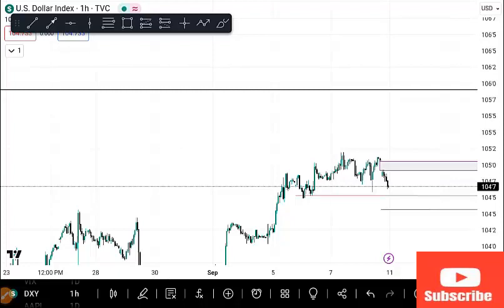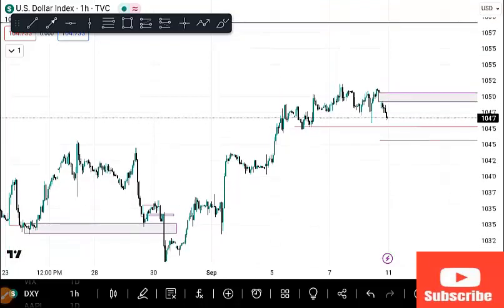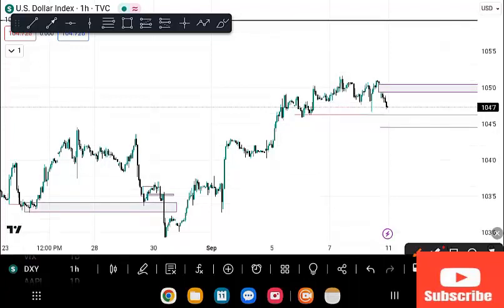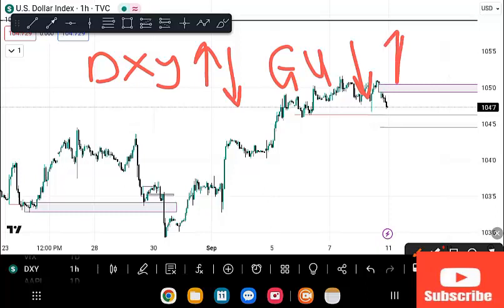All right, so as is our custom, we normally start by looking at DXY, which is the dollar index. We understand that whatever happens to the dollar index, the opposite will happen to GBPUSD, EURUSD, etc. So if DXY is bullish, then expect GBPUSD, for example, to be bearish. If DXY is bearish, then expect GBPUSD to be bullish.